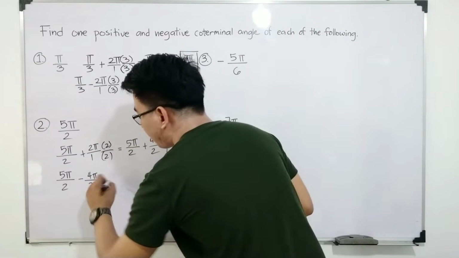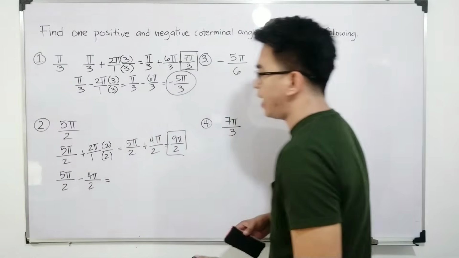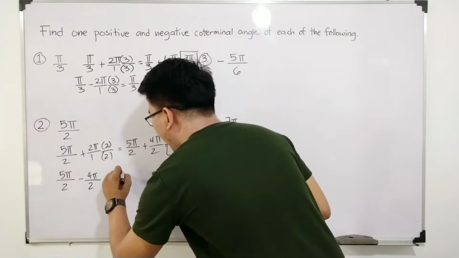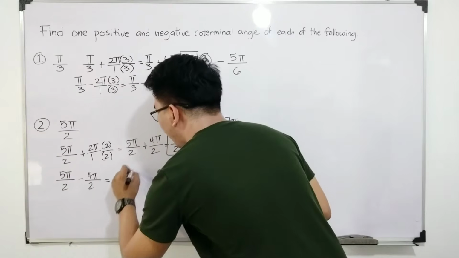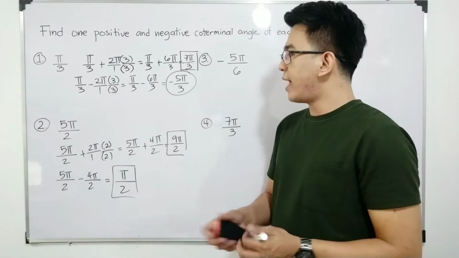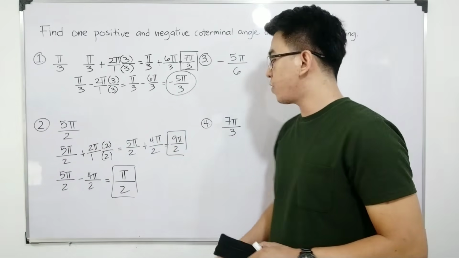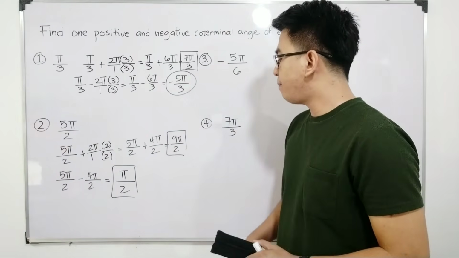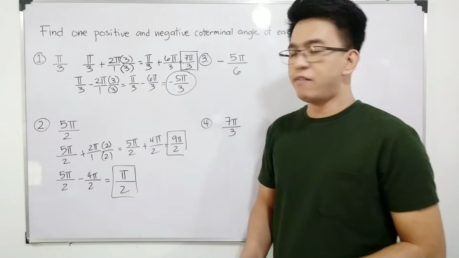So, parang mabilis yung process natin. We have here 5 pi minus 4 pi. This is pi over 2. And this is the answer for item number 2. Ibig sabihin nito guys, the coterminal angles of 5 pi over 2 are 9 pi over 2 and pi over 2.